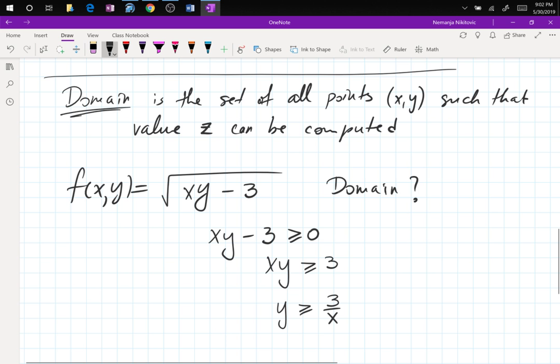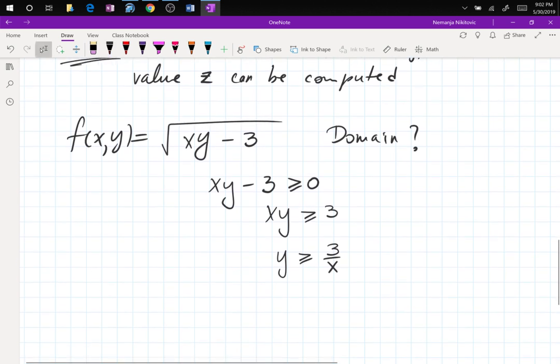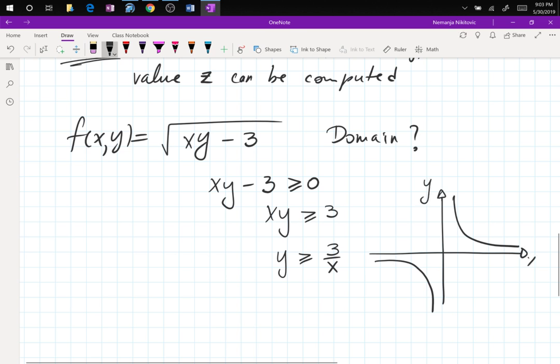This is something that I can actually graph, and I can shade the regions that contain points which I can use, and regions that contain points that I cannot use. So if I graph this, we know this is like a graph of 1 over x. So it should look something like this, and now I need to shade.